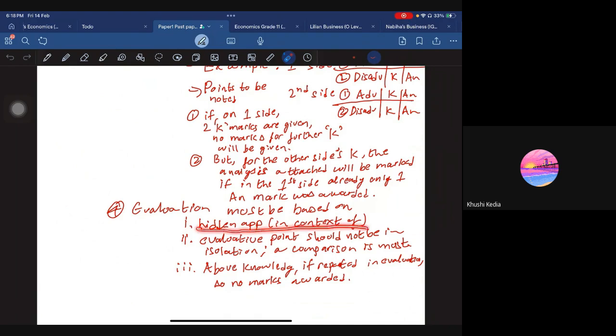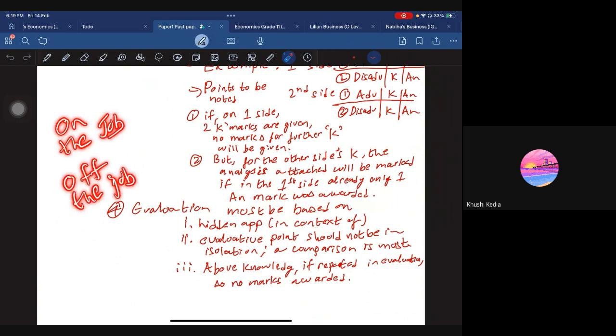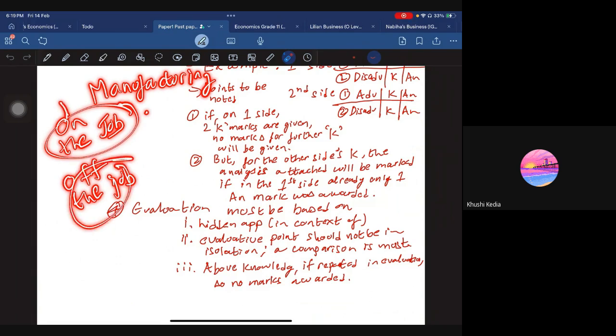Now the evaluation must be based on what? Hidden application in the context of the question. Let's suppose we have already discussed this, Kushi, on the job and off the job. You remember? Yes, sir. If there are two options given, on the job and off the job, and the question says to decide for a manufacturing business, we are going to give the advantage and disadvantage of on the job with the chain, and the advantage and disadvantage of off the job with the chain. Now we are saying that we are going for this. They are going to correct it, but we also have to consider this hidden application in the question.